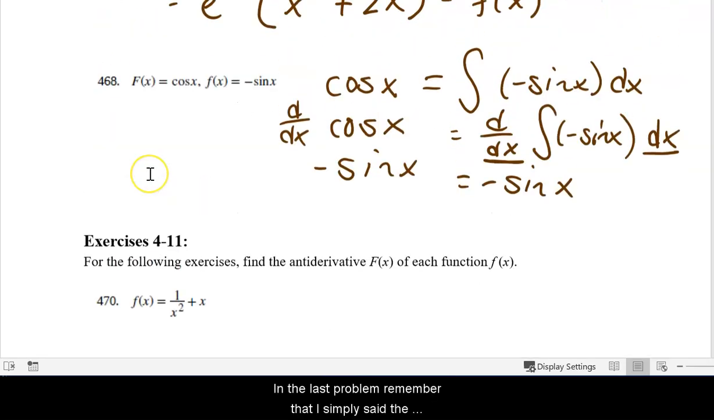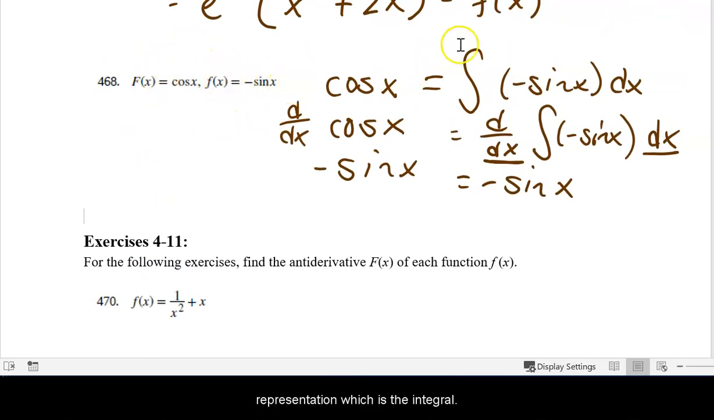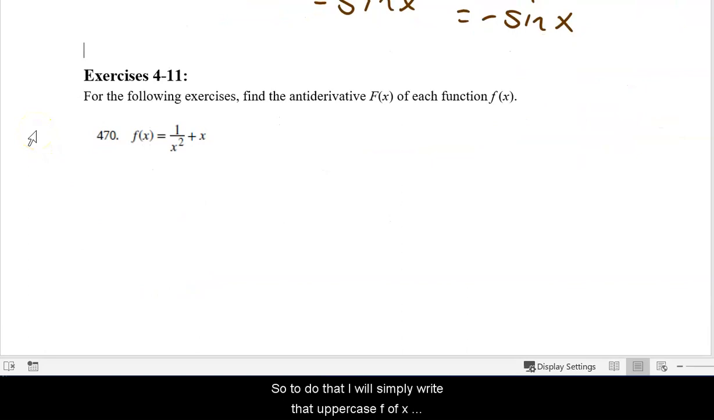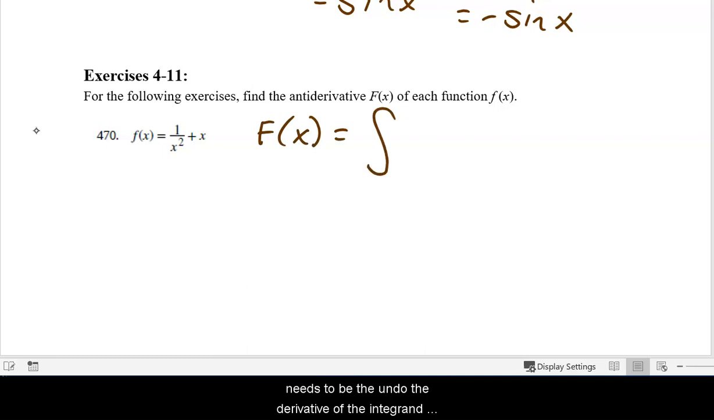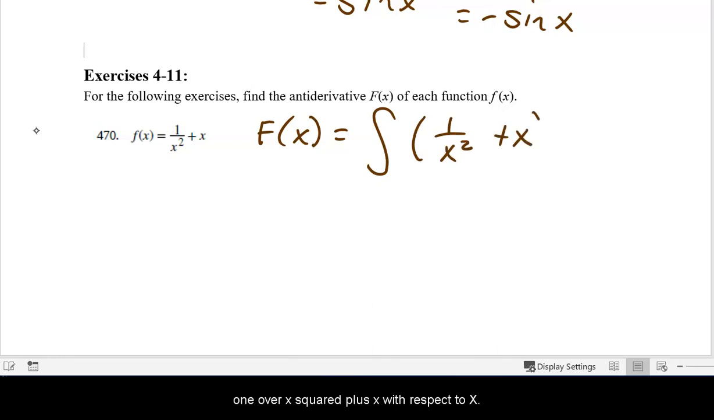In the last problem, remember that I simply said the derivative of this would be the derivative of its other representation, which is the integral. In other words, I will need to integrate or find the antiderivative of this lowercase function here. So to do that, I will simply write that uppercase F of x needs to be the undo the derivative of the integrand 1 over x squared plus x with respect to x.